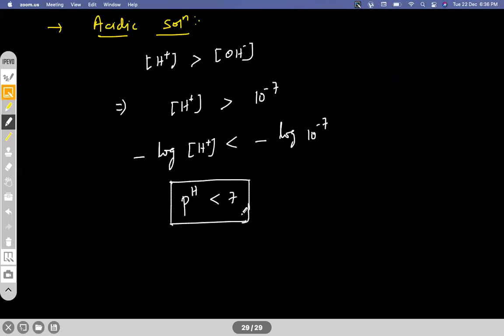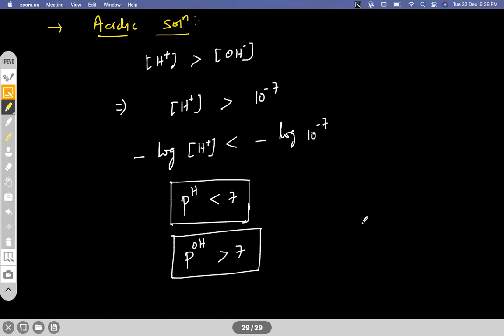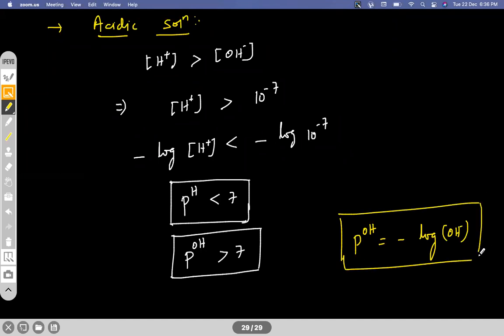If pH is less than 7, then pOH is greater than 7. See, like pH, you can explain pOH also. pOH equals minus log of OH minus concentration.